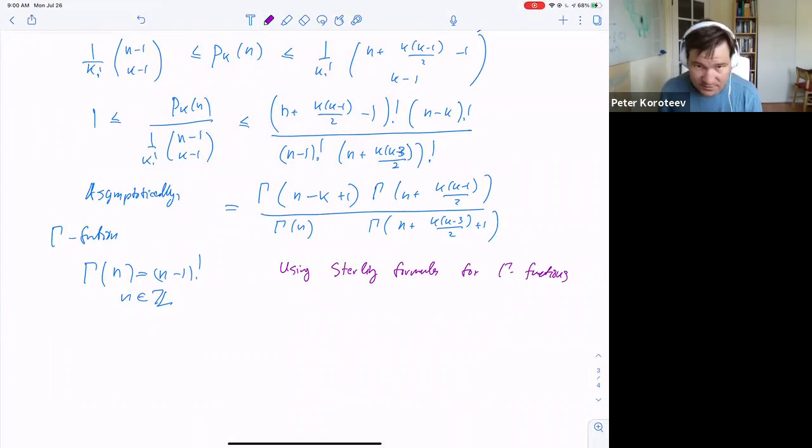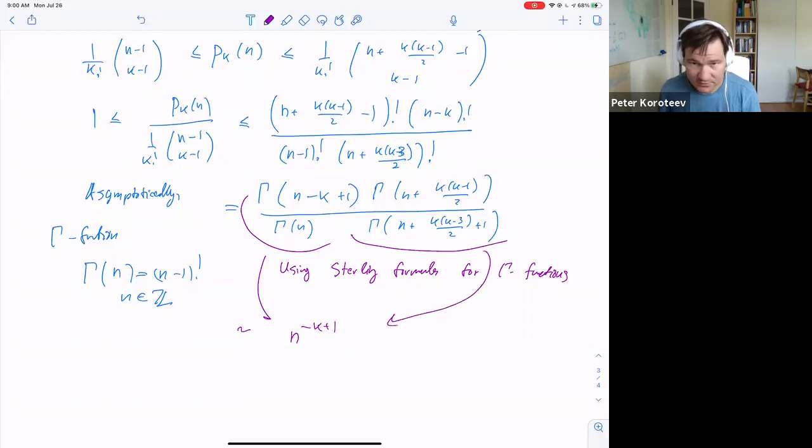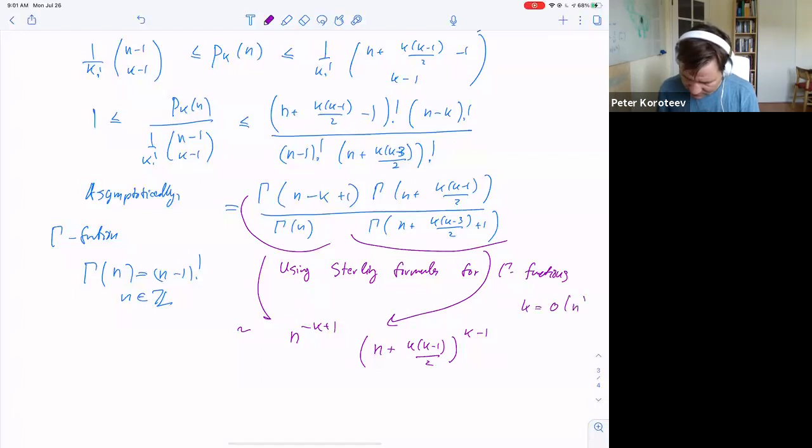this is approximately equal to n to the power minus k plus 1, and this is approximately equal to (n plus (k minus 1) over 2) to the power k minus 1. And here it's provided that k is small o of n to the 1/2. So if k divided by n to the 1/2 goes to 0 and n goes to infinity, then this is true.